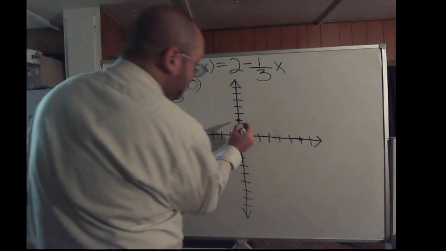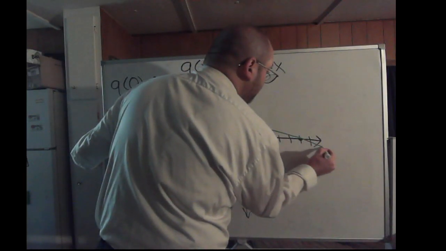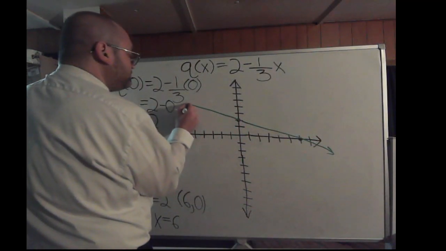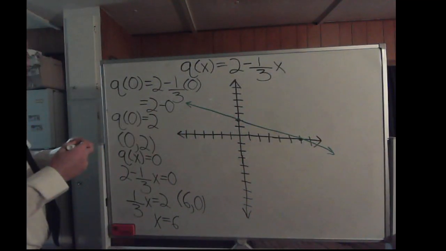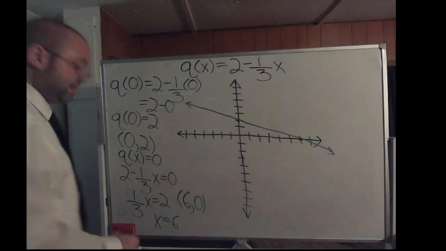Now we just need to draw a line, connect the dots, right? And there you go. That is what the graph of q of x equals 2 minus 1/3 x looks like.